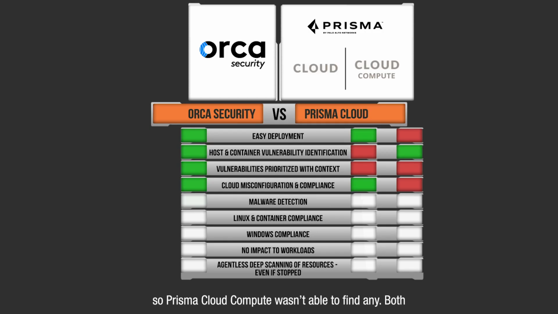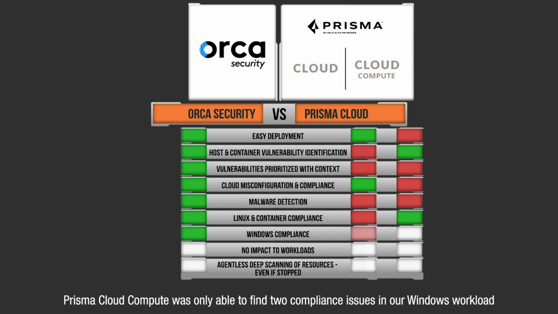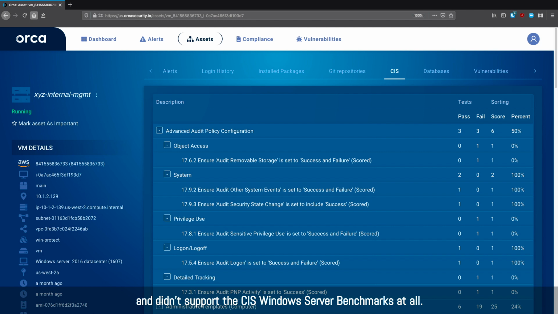Despite having rules to do so, Prisma Cloud Compute wasn't able to find any. Both Orca and Prisma Cloud Compute did a good job of Linux and container compliance. Prisma Cloud Compute was only able to find 2 compliance issues in our Windows workload and didn't support the CIS Windows Server benchmarks at all.